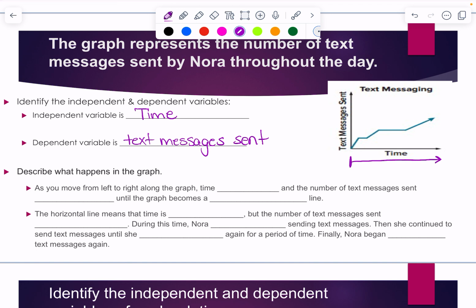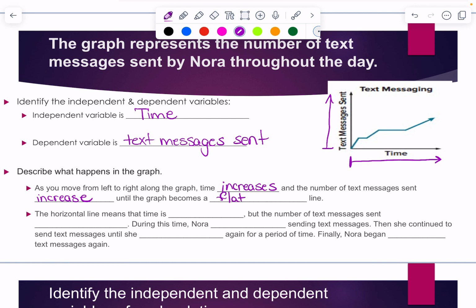Okay. So then as you move from left to right, so I'm going to start here and I'm moving to the right. So from left to right. As you move from left to right along the graph, time does what? Well, time increases. And the number of text messages sent, that's going from bottom to top here. If you notice, they're getting bigger. So that's going to increase as well. So as you move from left to right along the time graph, time increases and the number of text messages sent increases until the graph becomes a flat line.